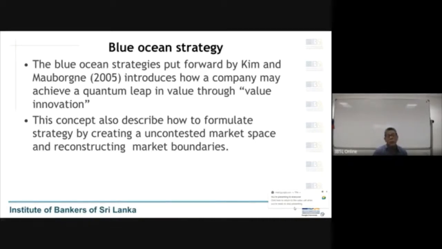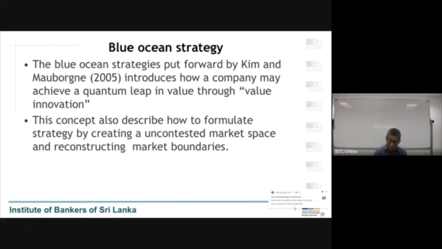And then you look at the blue ocean approach. This was developed by Kim and Mauborgne in 2005: how a company may achieve a quantum leap in value through value innovation.